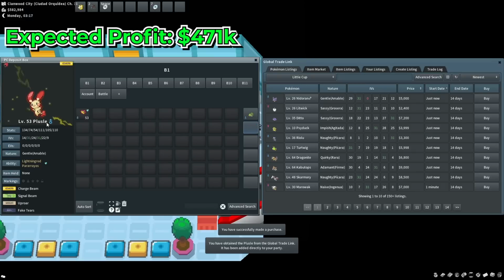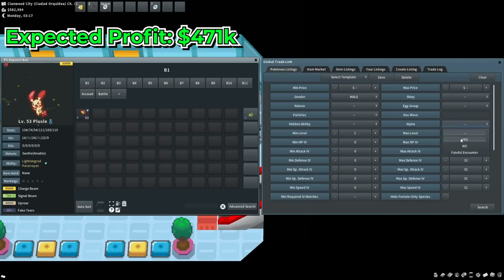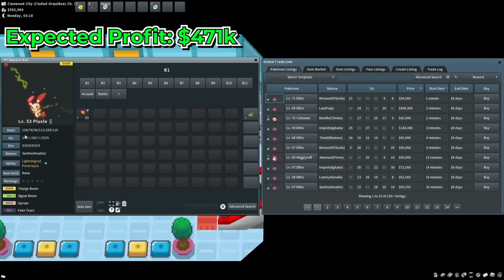This is an Alpha male from the Fairy egg group. They usually go for 40k. Fairy, and then ours will be base price because it has the attack and special attack stats overlapping. And as you can see, yeah, around 40k, so I'll put ours as the cheapest one.